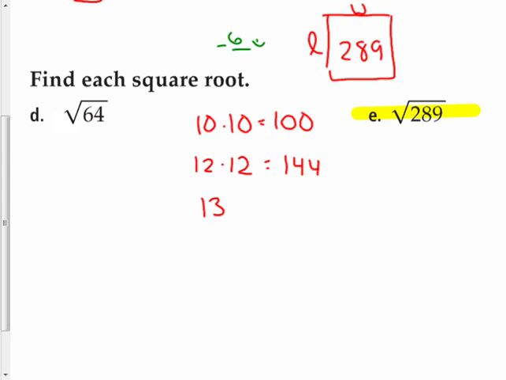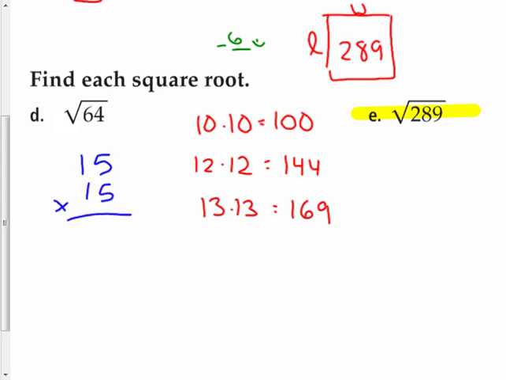And the last one that comes to mind is the square of 13 is 169. Still need to go a bit higher, and it looks like we're more than 100 shy, so I'm going to go higher than that. I'm going to go up to 15. This is where the guess and check comes in. Let's try 15 times 15.